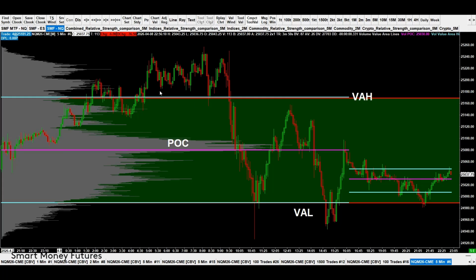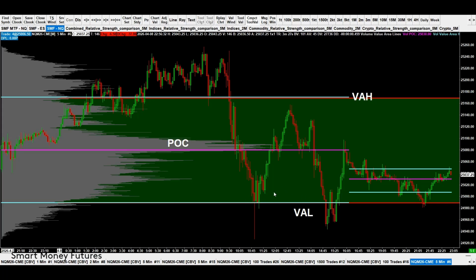The second mistake is ignoring market condition. In balance, value area references often behave differently than they do in trend. In balance, rotation is more likely. In imbalance, continuation is more likely. You need context.